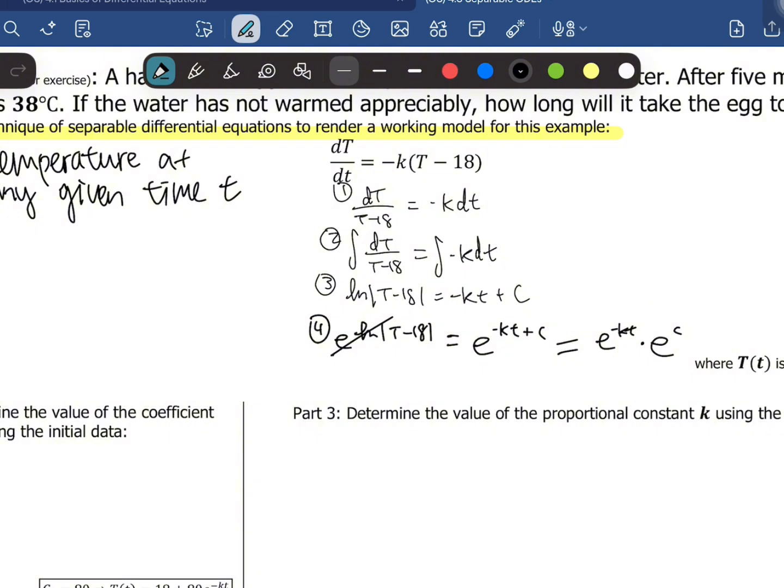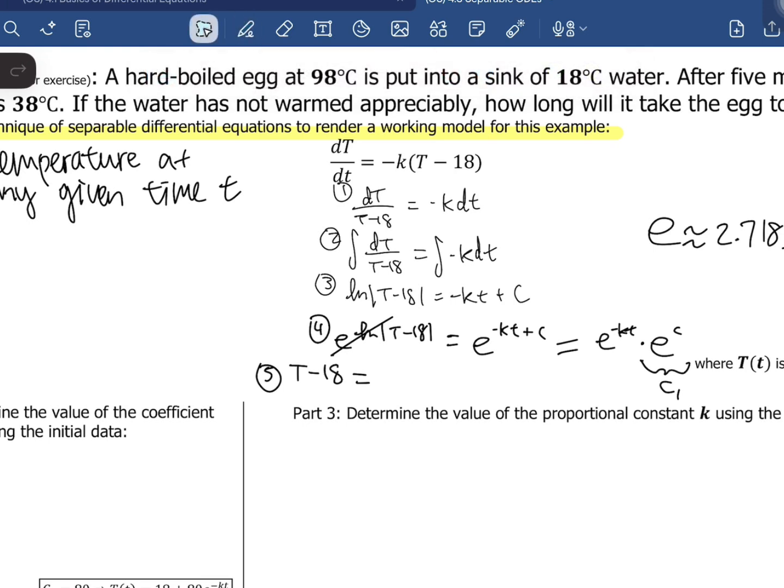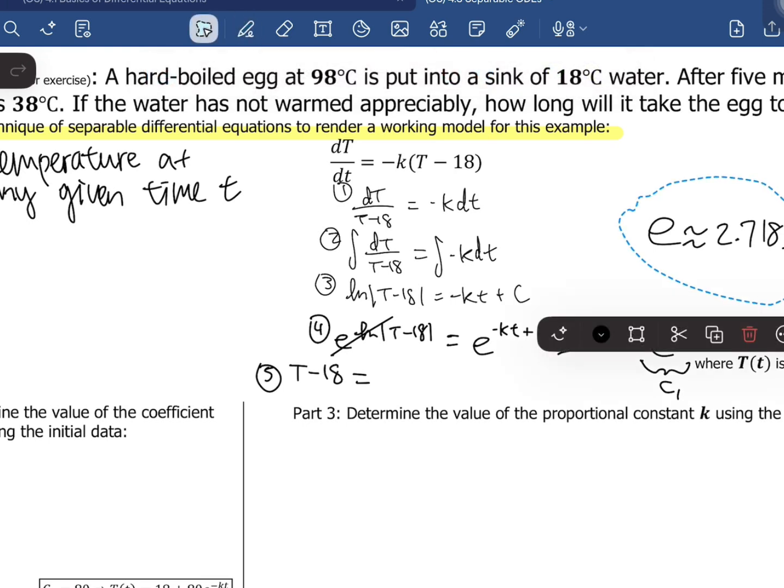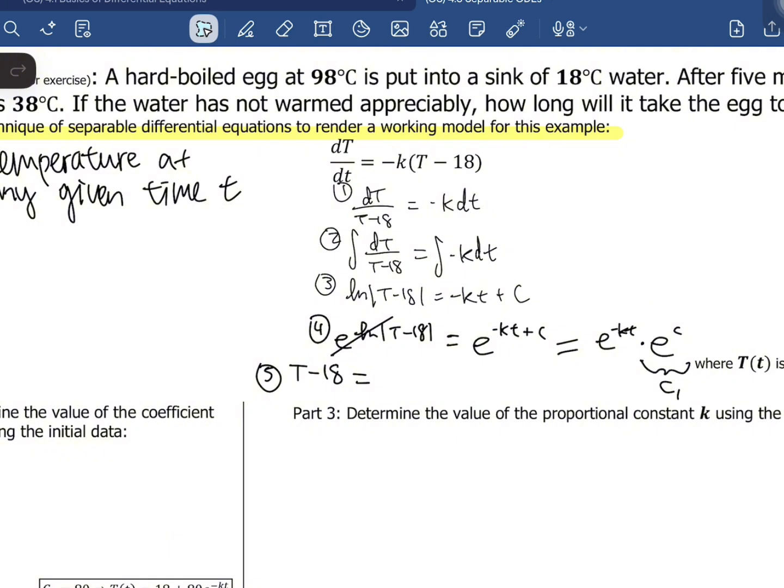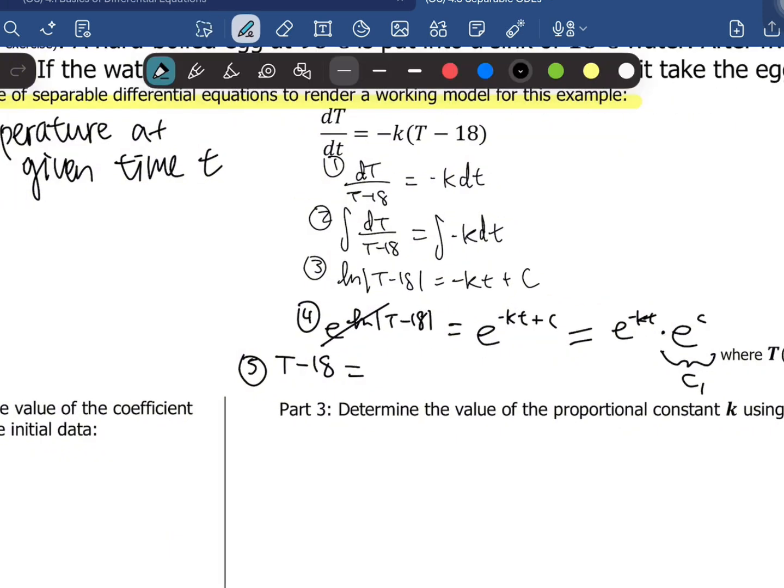This cancels out, and we're left with T minus 18 equals... Now, I'm just going to call this guy C1 because e is a number. It's roughly 2.718, blah, blah, blah, on and on. So a number to a constant ends up being, that's right, a constant. So we're just going to call it C1. And we get T minus 18 equals C1 times e to the negative kt.